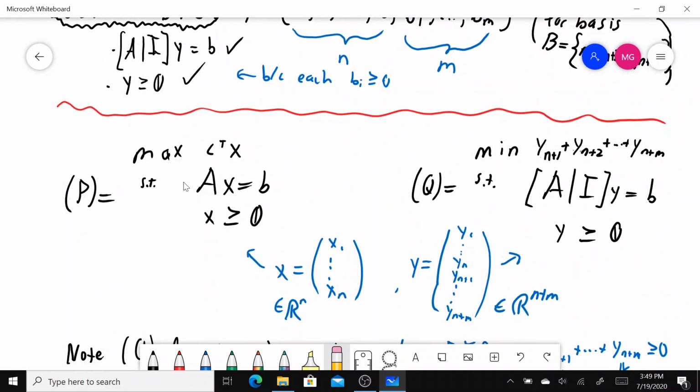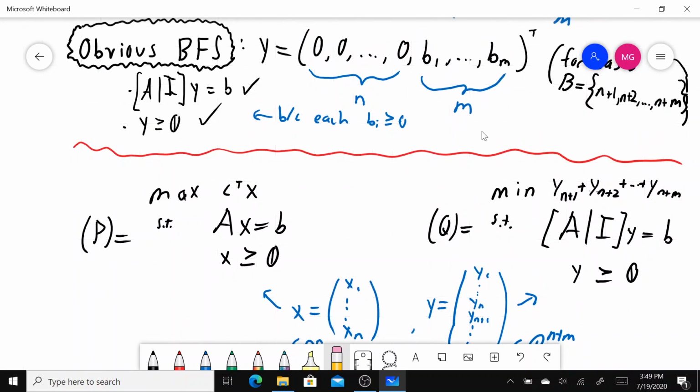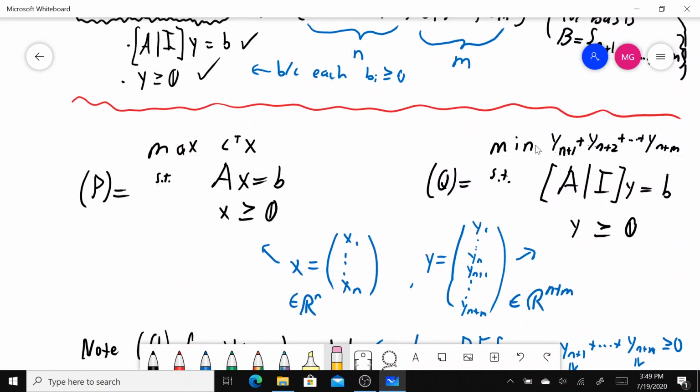Okay, so here's the original linear program P again. I just wrote it so we can have this direct comparison. And then here's the auxiliary Q. The objective is going to be to minimize the sum of the final m components of that vector y. So y_{n+1} plus y_{n+2} plus all the way to y_{n+m}. Originally those components start off with the first basic feasible solution being b1 to bm. And then your goal is to try to minimize those.